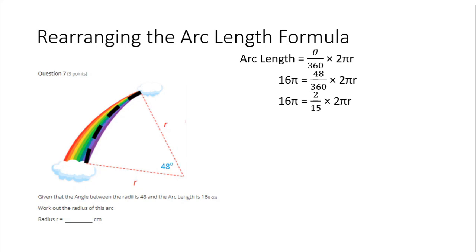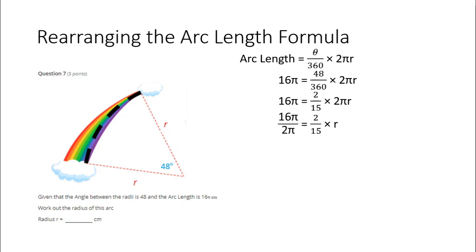And then I'm a bit intimidated by these pi's, but I see that I've got 16 pi on one side of the equation and 2 pi on the other side of the equation. If I want to get the r on its own and the 2 pi is multiplying by the r, I can take the 2 pi to the left hand side and divide by it. So 16 pi over 2 pi equals 2 over 15 times r.